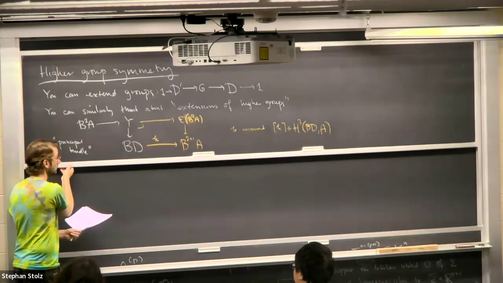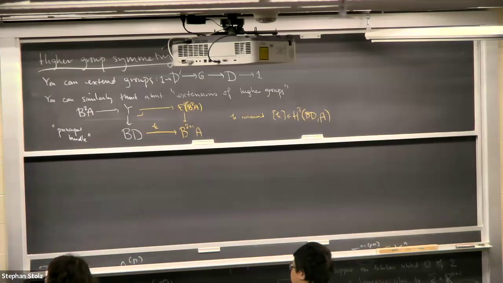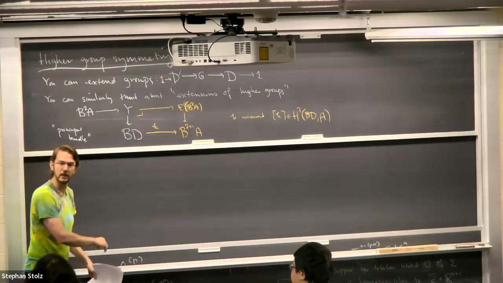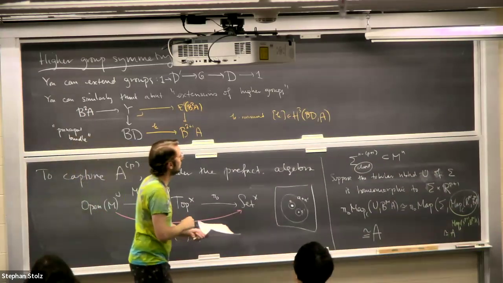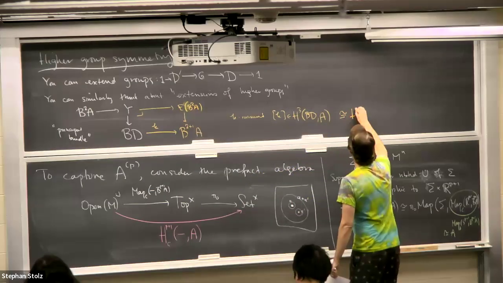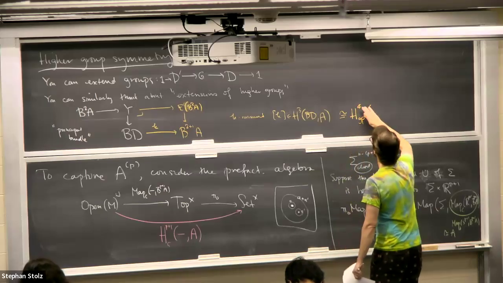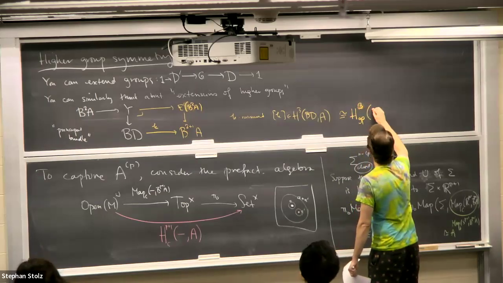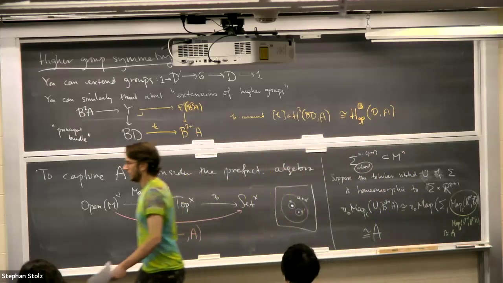And they are different groups. Yeah, A and D are different groups. Yeah, so this is the 3 group homology of D with coefficients in A.